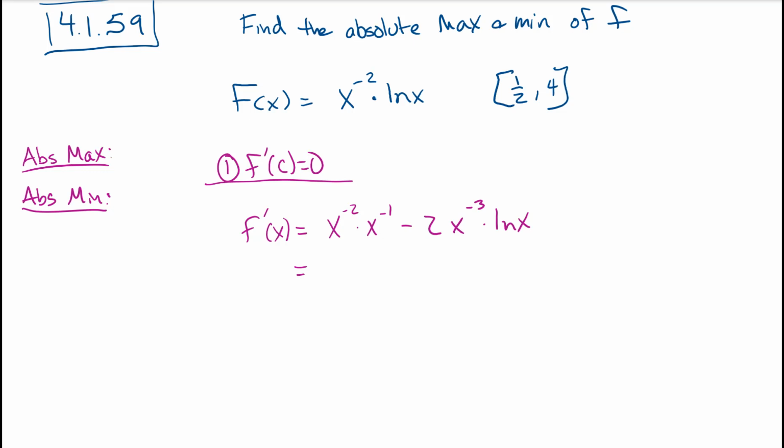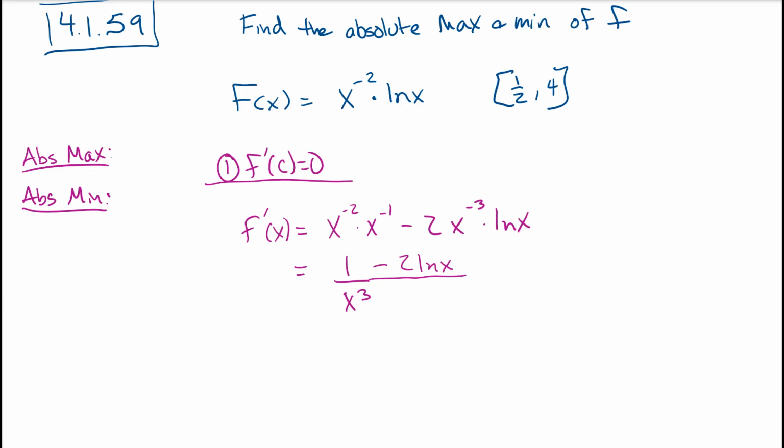So now let's clean this up. X to the negative second times x to the negative first. We add, and we get x to the negative third, 1 over x cubed. But now when we look over on the other side, we have an x to the negative third as well. They have the same denominator. So it becomes 1 minus 2 ln of x. If you need to show the intermediate steps, you need to show the intermediate steps, but I'm going to jam right past.